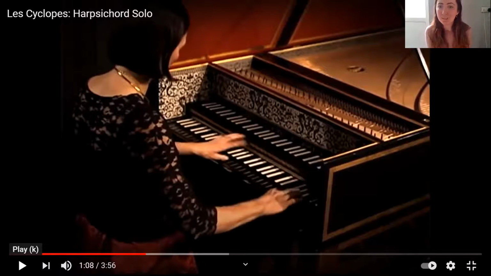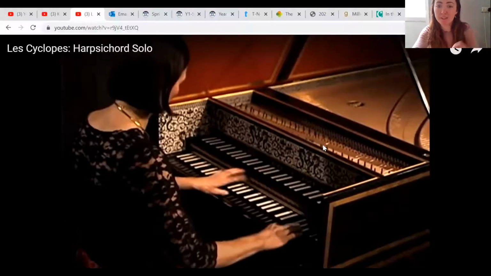So as you can see, it is played similarly to a piano. There are lots of keys that you need to press. And this lady is doing a very amazing job of moving her fingers super fast along the keys to play her music. So similar to a piano. And if you look at the decoration around it, it's really beautiful, isn't it? There's lots of patterns. It's a really beautiful looking instrument.